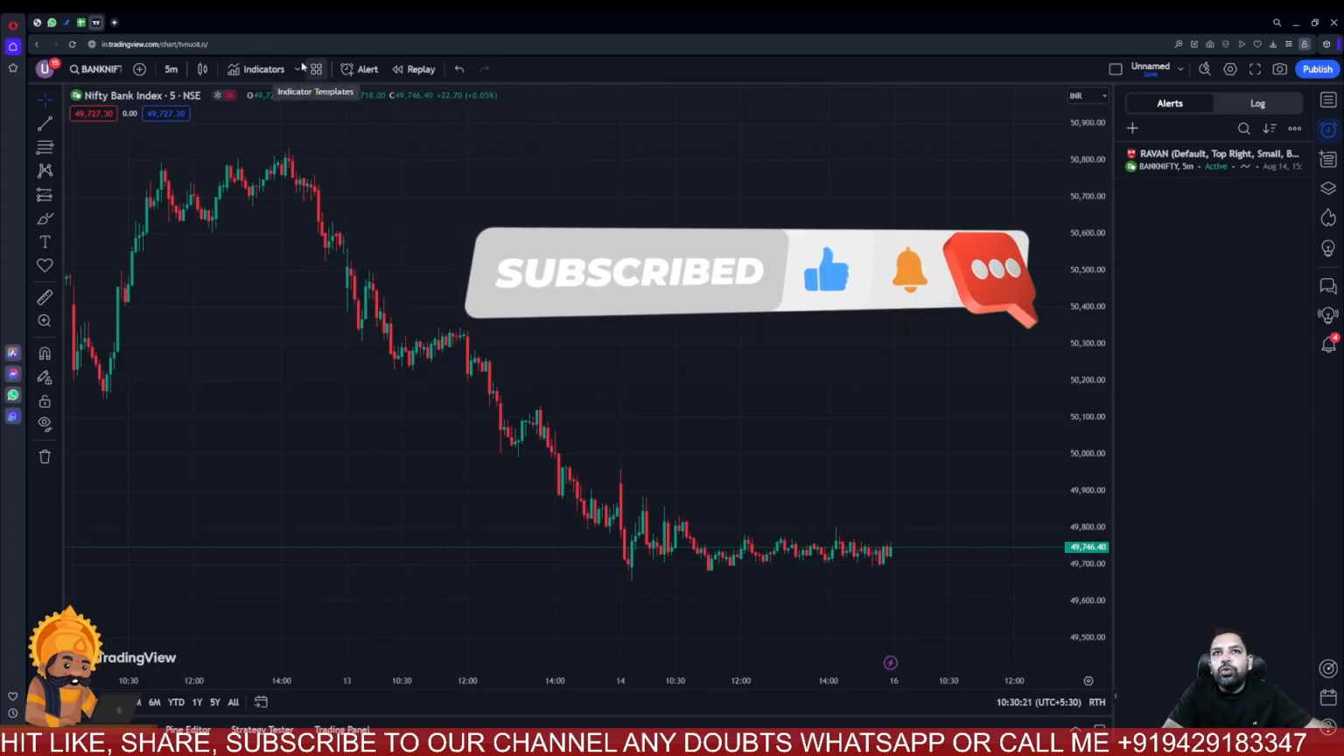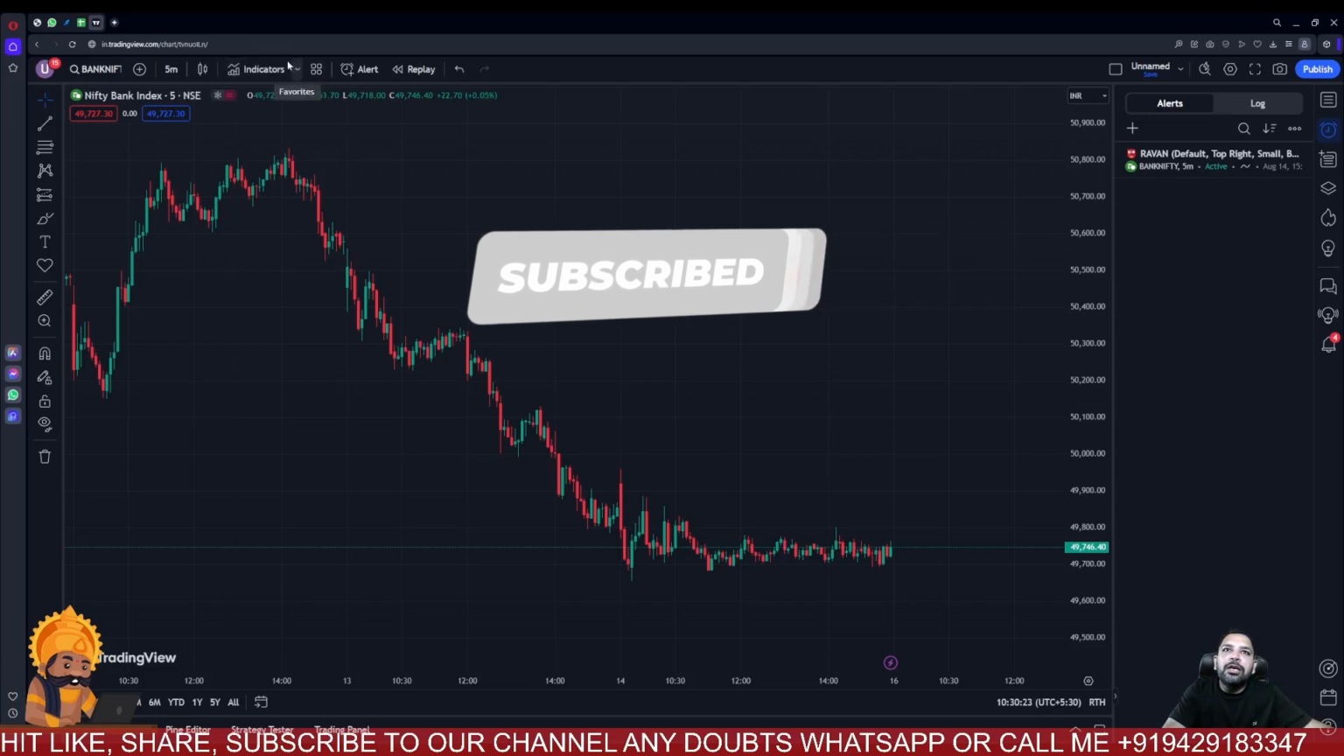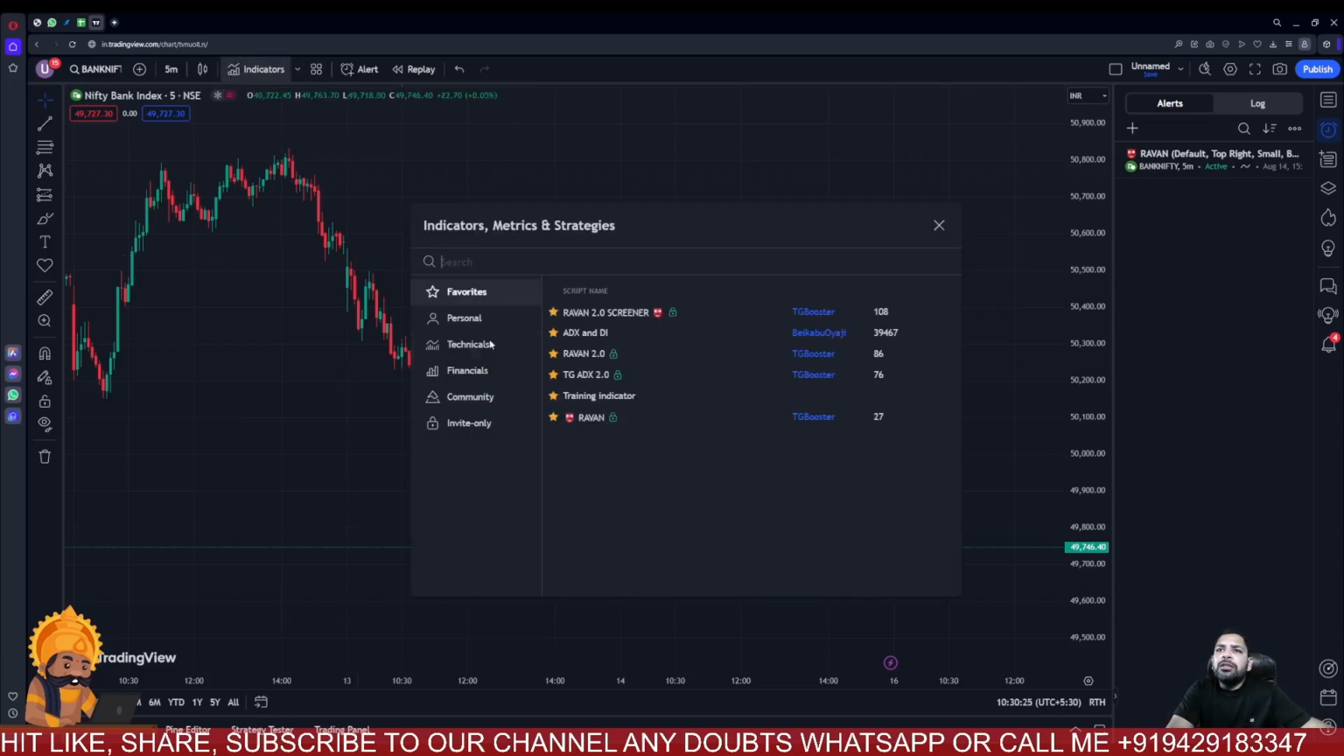You can go above, you can see the indicator section. This is the indicator section. You will find three indicators in the invite-only option. You can find it at the last, below, the invite-only option. In that you will find my three indicators. One is Ravan Screener Indicator, second is TG ADX indicator, and third is Ravan Indicator.